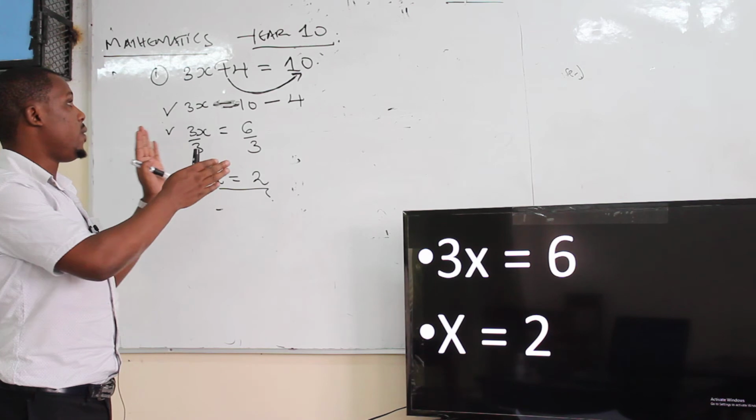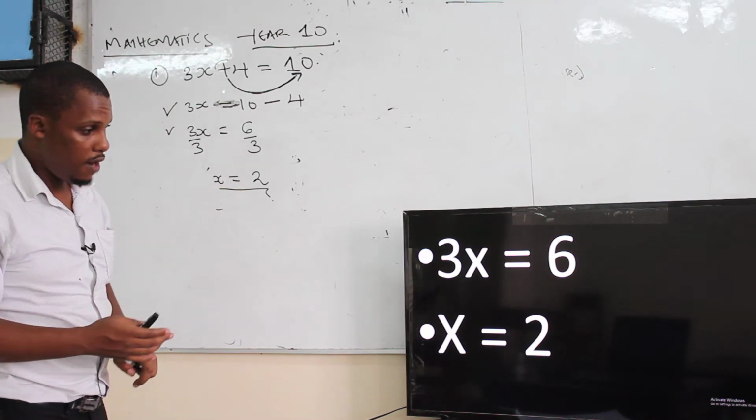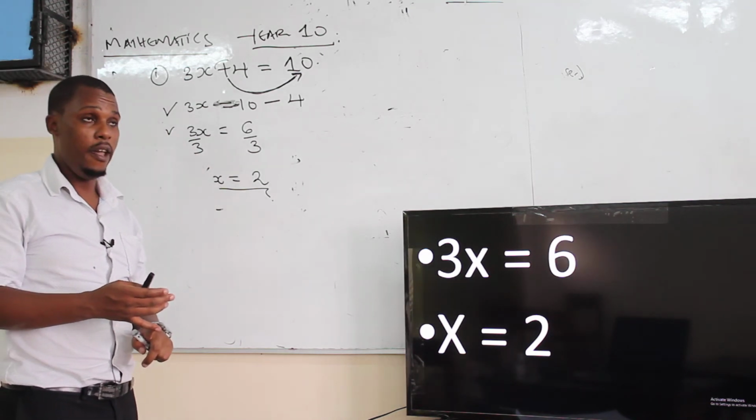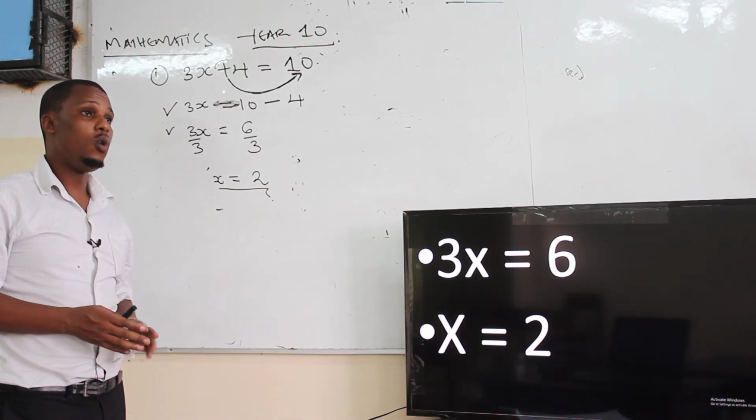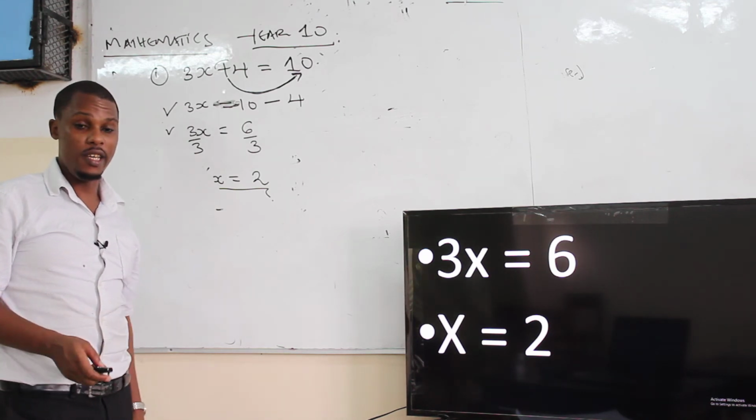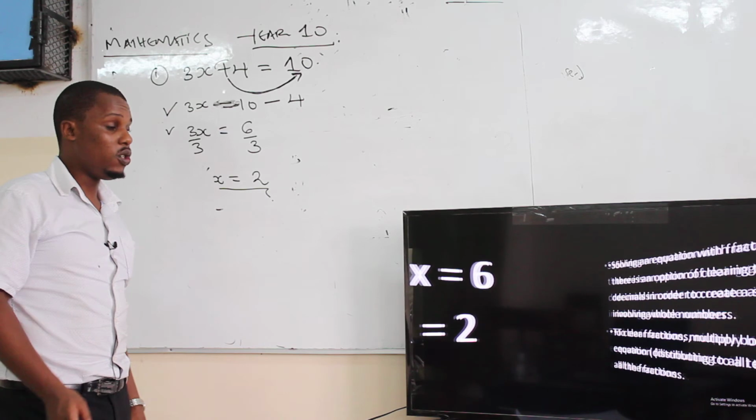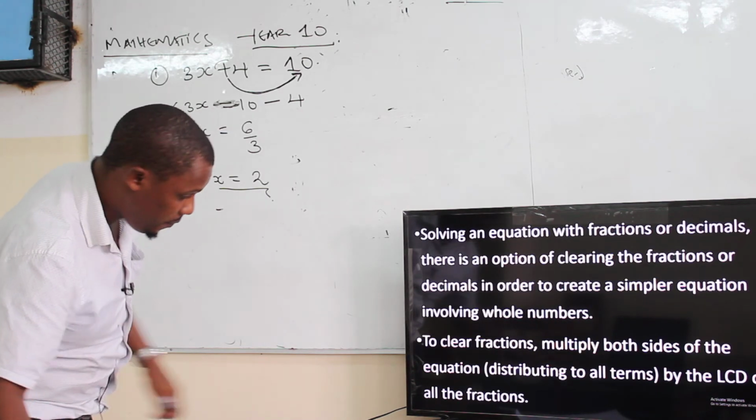So this one is a linear equation. We don't have decimals, and again it does not have a fraction part. So what will happen if the equation contains a fraction part? That is going to be happening in the next slide.